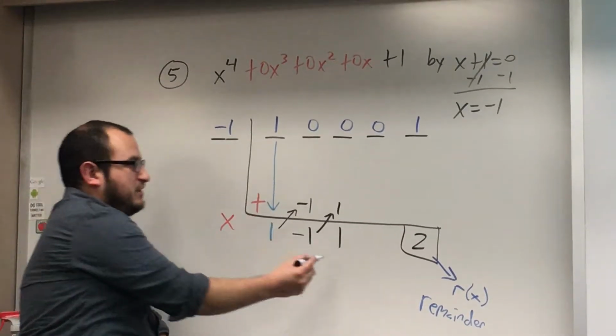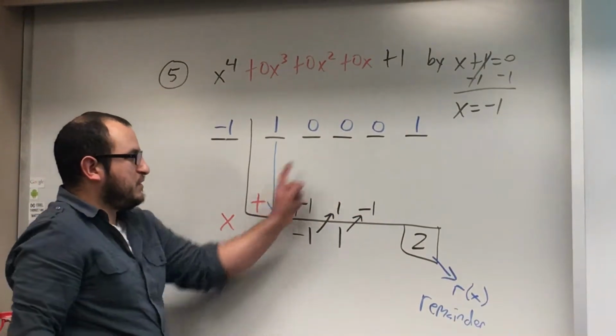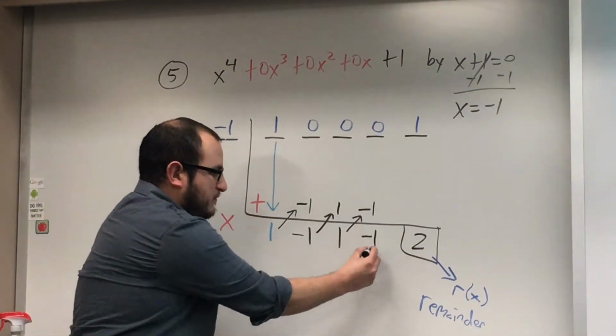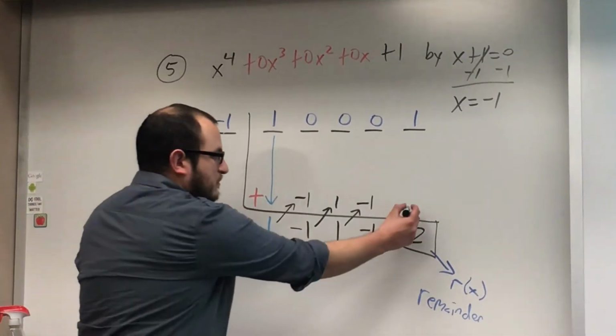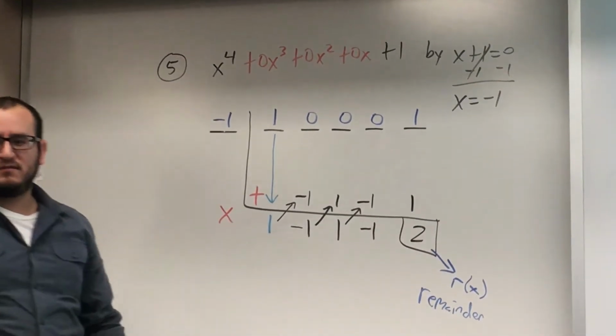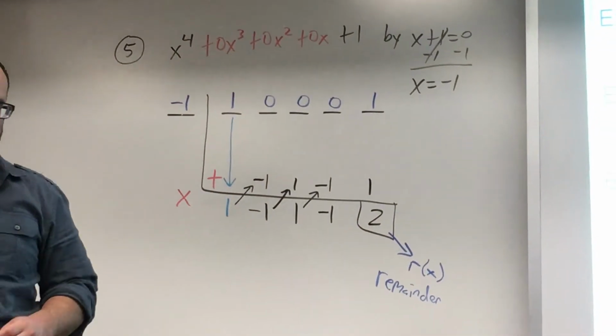1 times negative 1 is negative 1. Negative 1 plus 0 is negative 1. And negative 1 times negative 1 is positive 1. And voila, magic. 1 plus 1 is equal to 2. Okay, so we did this correctly.